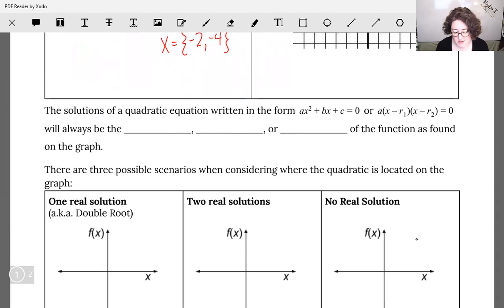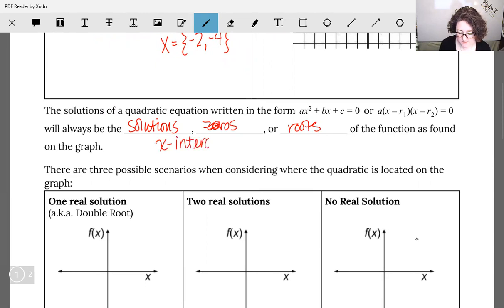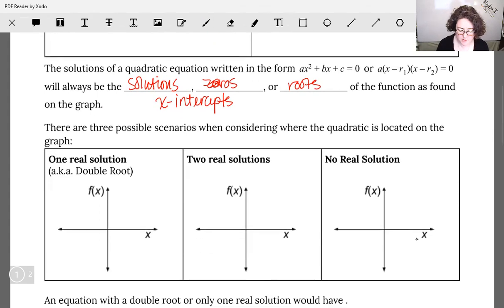The solutions of a quadratic equation written in the form ax squared plus bx plus c equals 0, or in our factored form, are always going to be the solutions, the zeros, or the roots, or we could even add in the x-intercepts of the graph. Same thing we wrote in our previous examples. And so there are three scenarios that might happen. So think about the different ways that you could draw a parabola.